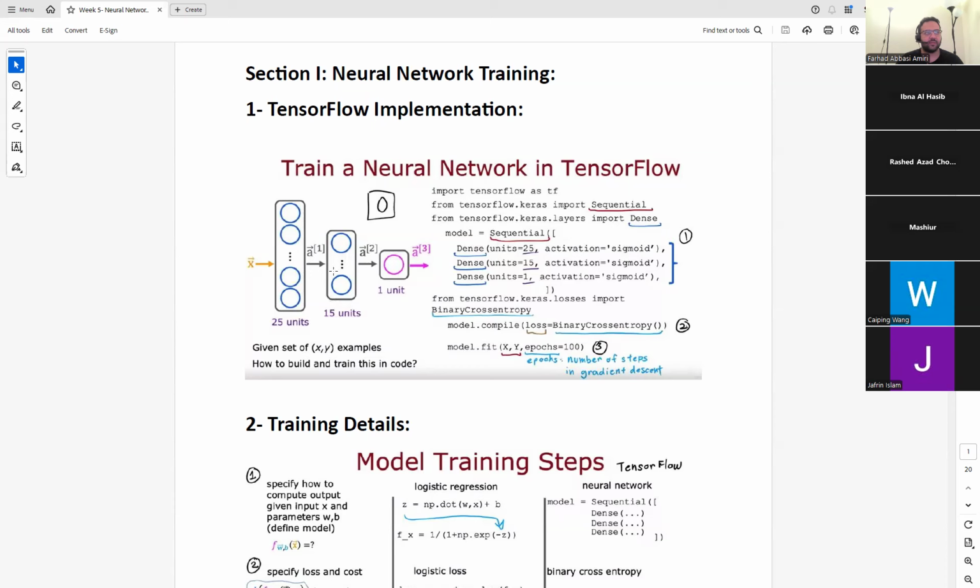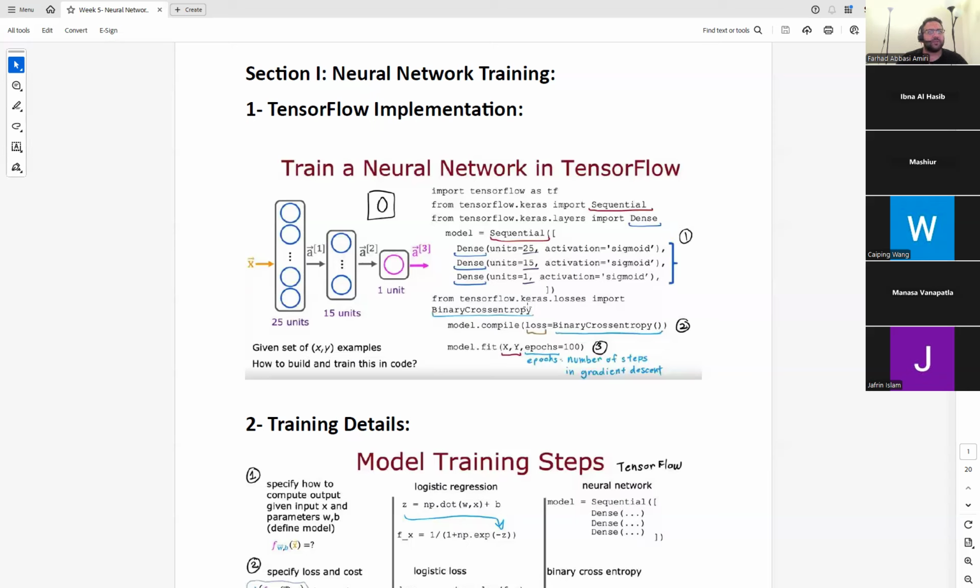For the second layer, using the Dense method, the units in this layer is 15, and the activation function is sigmoid. And then the last one, again Dense, and the units is just 1, and the activation function is sigmoid. So this is our model, and this Sequential strings these 3 layers together, right?